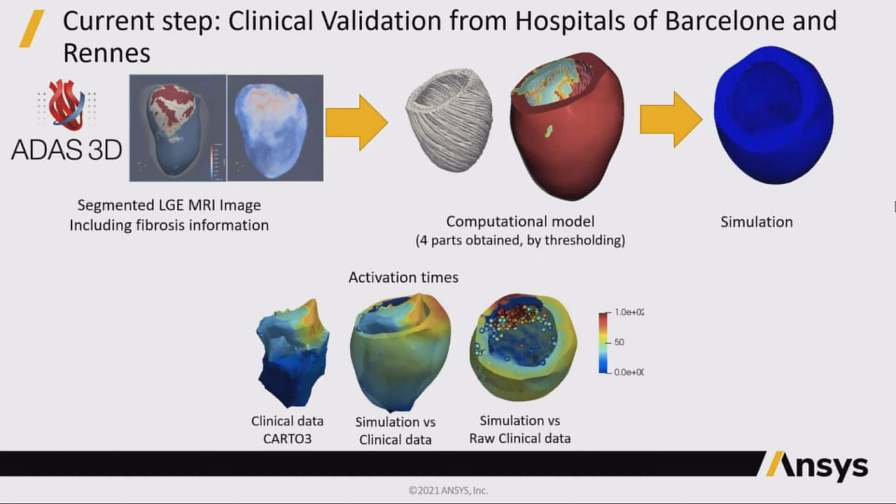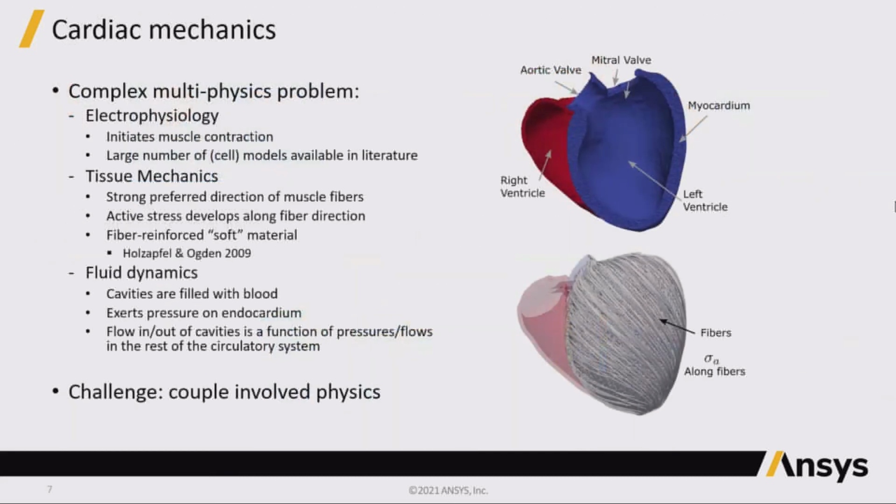From the ADAS3D medical imaging data, we have developed an automated workflow to get the geometry, to get the fibrosis, the conductivity properties, and finally compute the electrical waves you see in the simulation, and more importantly, to do some verification between activation times measured on the patient and computed using the simulation. So that's the first application, about ventricular tachycardia.